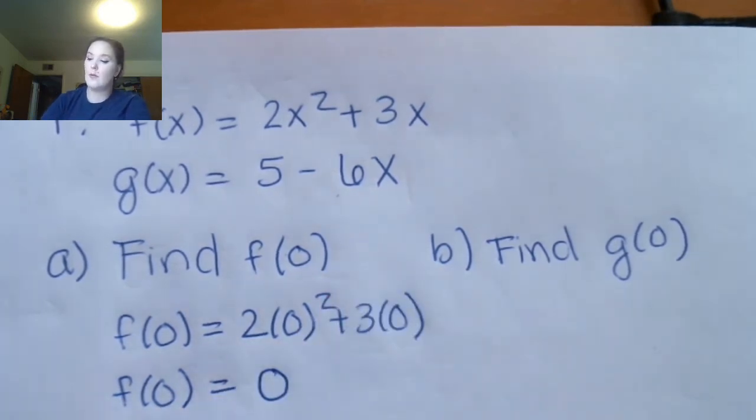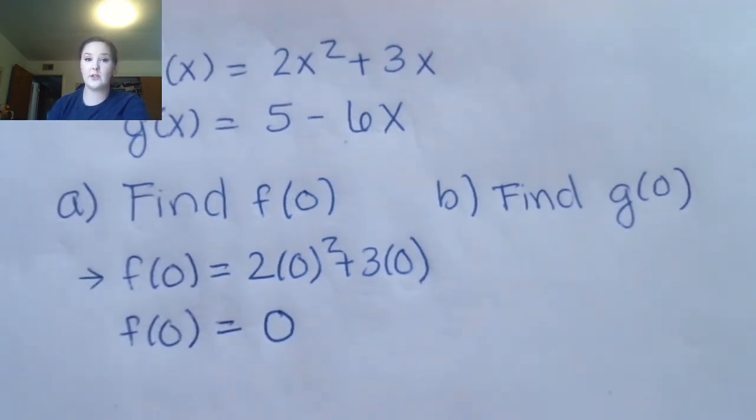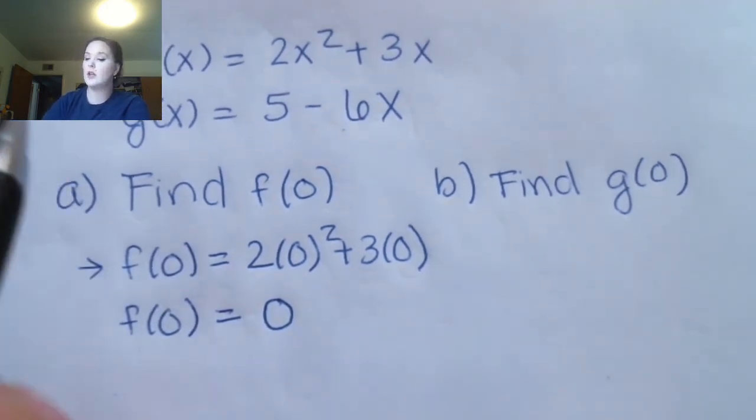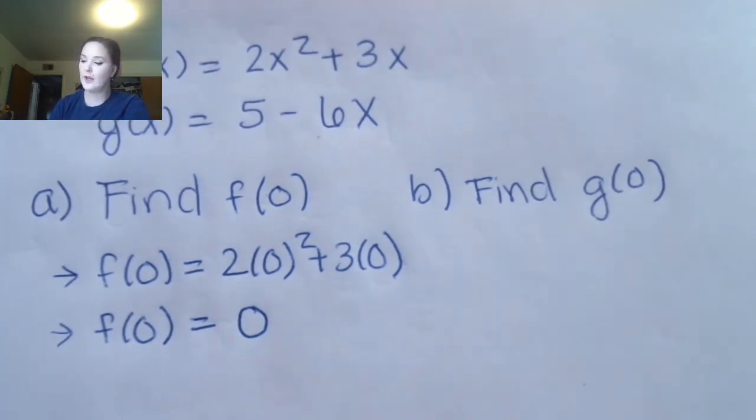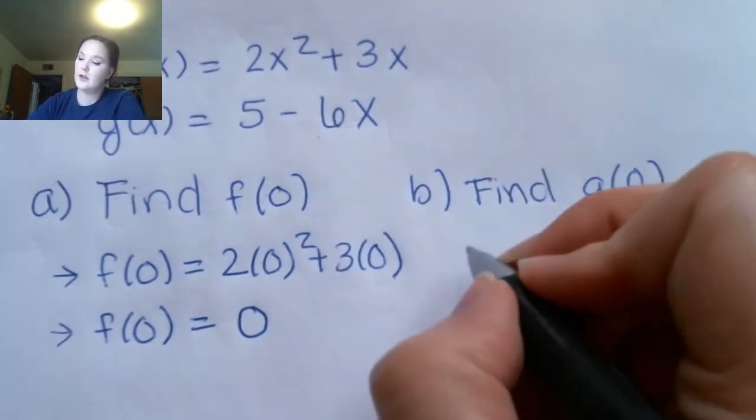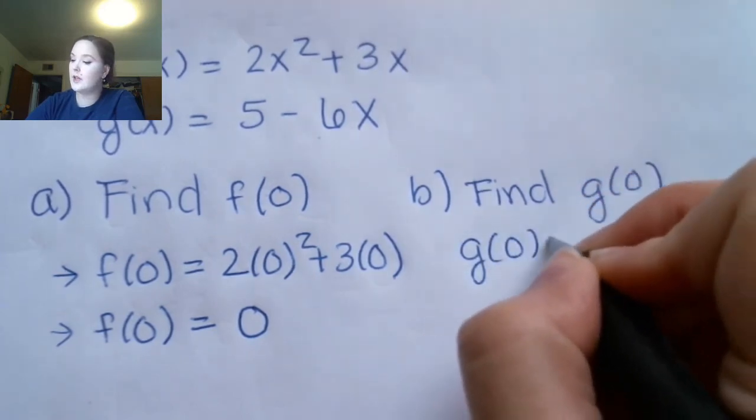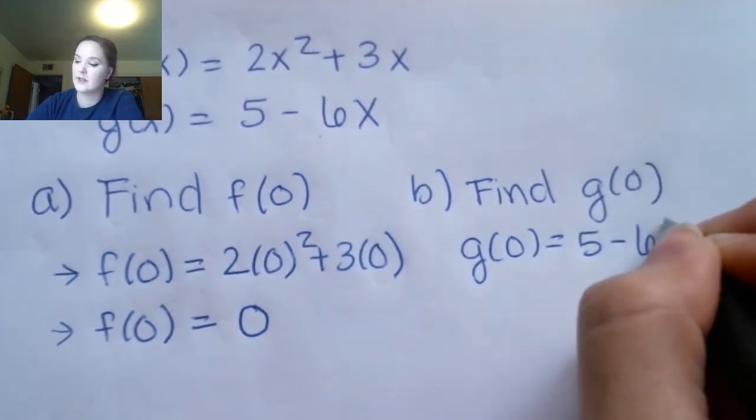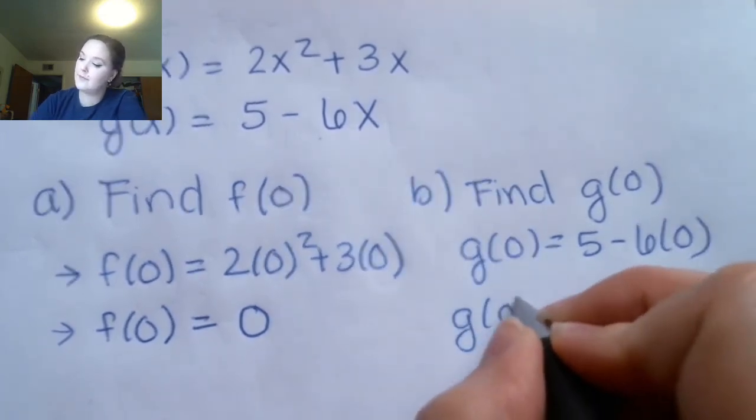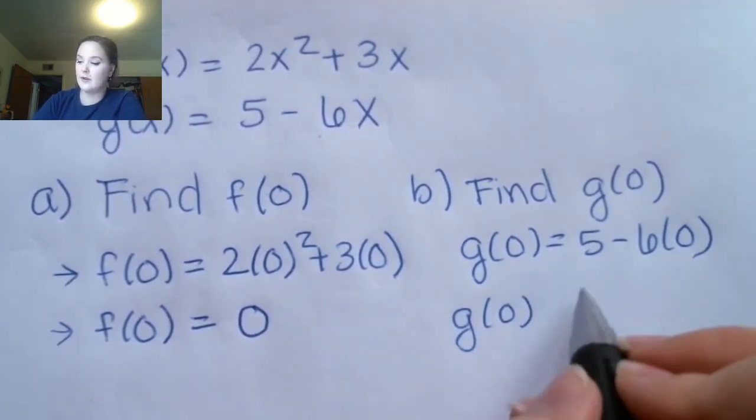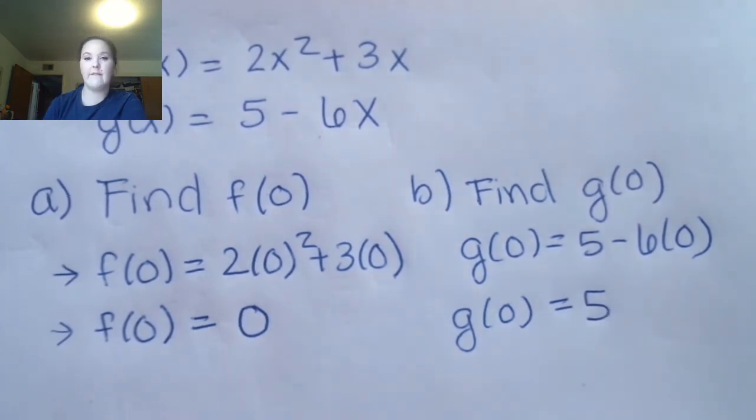Remember, both of these steps have to be shown. This shows that you understand the question and you understand function notation. This is showing me that you understand the format your answer should look like: f of 0 equals, and then your answer. We're going to do the same thing here. g of 0 is 5 minus 6 times 0. 6 times 0 is 0, so this is just going to be 5.